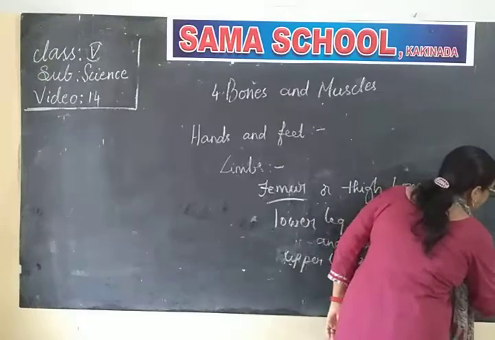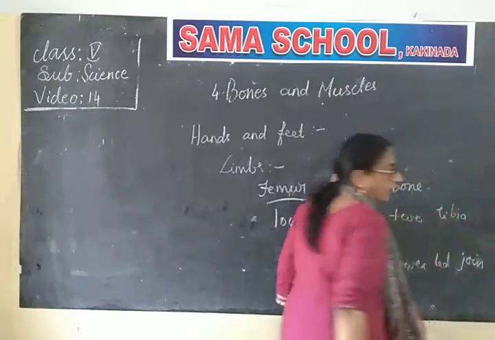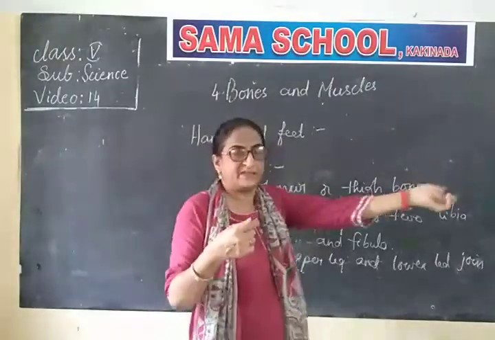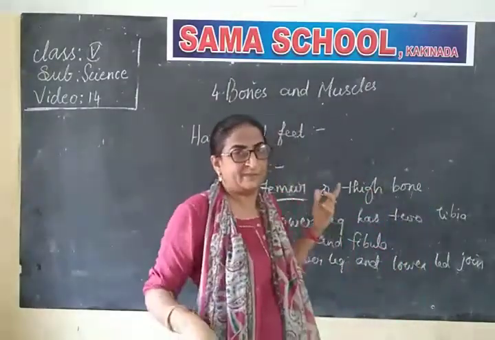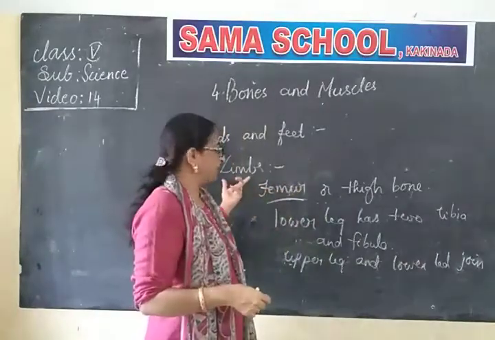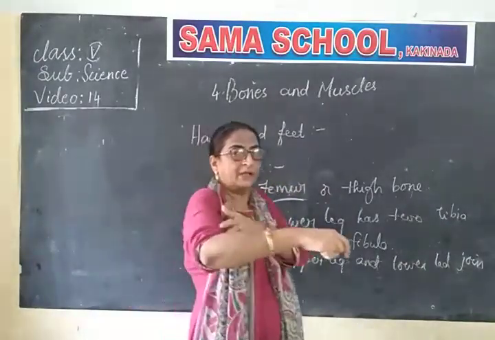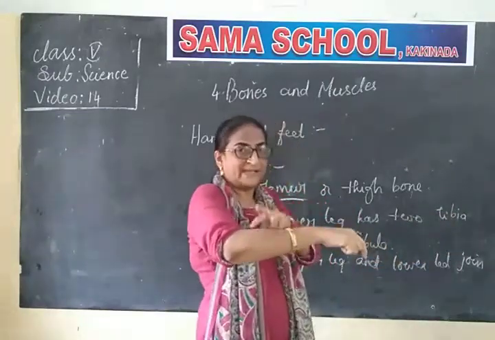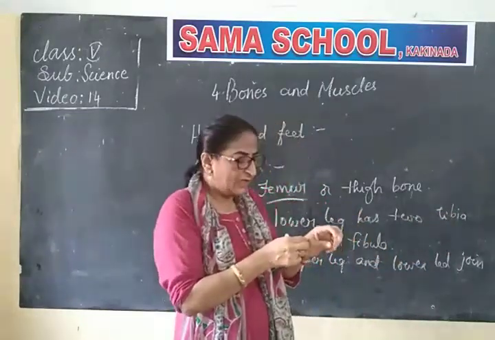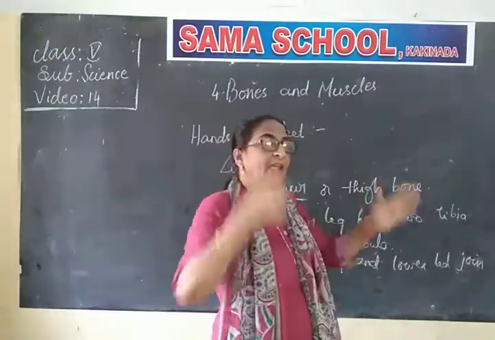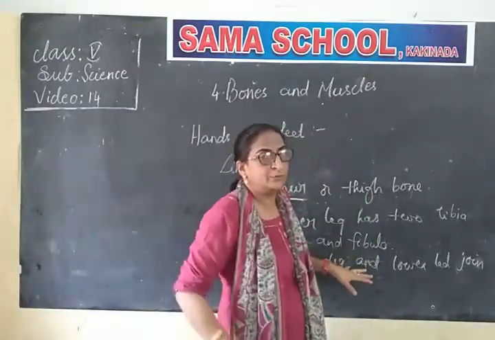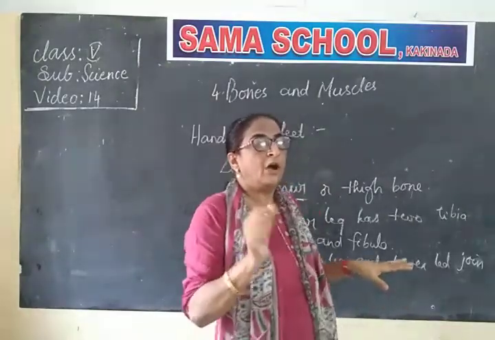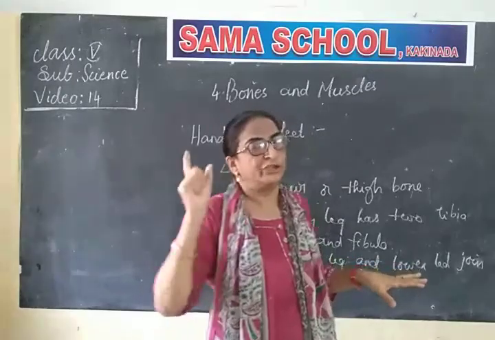Now we have talked about hands and feet, two pairs of limbs, four limbs: forelimbs and hind limbs. So in that way we learned about the hand. The upper arm has one bone, the humerus, and the lower arm has two bones, radius and ulna. These two join at the elbow. Then we came to the leg. The upper leg has a bone known as the thigh bone or femur, the longest bone in our body.